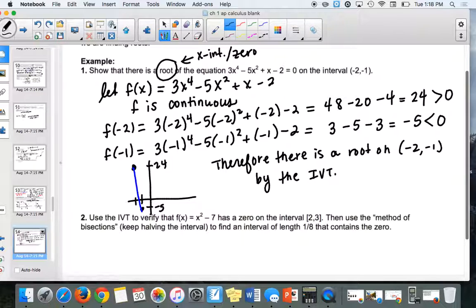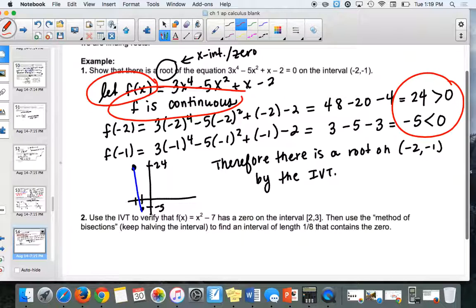So if you are going to get points on your test for doing this, I need to see 3 things. I need to see the let f of x equals something. I need to see that f is continuous. And I need to see that one is positive and one is negative. Those are the most important parts.